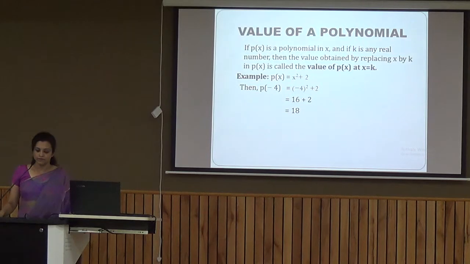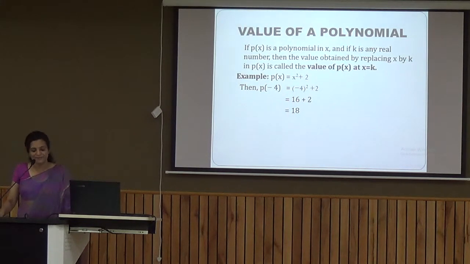Value of a polynomial. Let us say I have a polynomial p(x) which goes by p(x) equal to x squared plus 2. Now what is value of a polynomial? Let's read together. If p(x) is a polynomial in x and if k is any real number, then the value obtained by replacing x by k in p(x) is called value of p(x) at x equal to k.